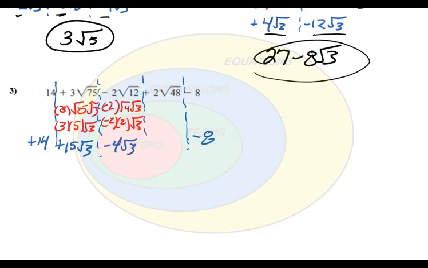And then finally, this other term, we have a factor of 2. The square root of 48 is the square root of 16 times the square root of 3. So the perfect square factor of 48 is 16. This would be 2 times 4 times the square root of 3. So this term would be a positive 8 square root of 3.